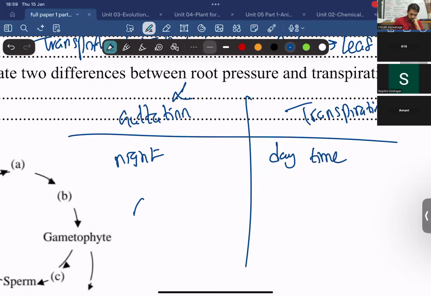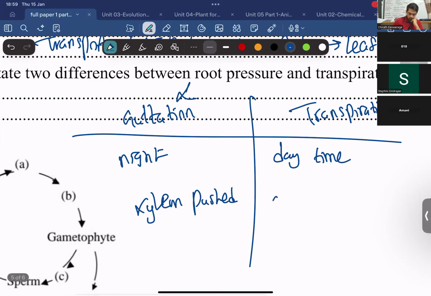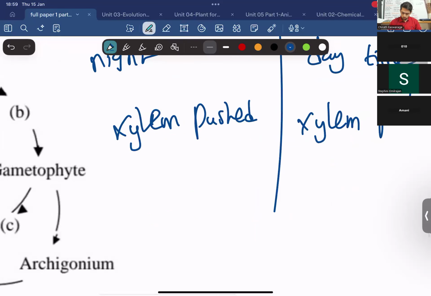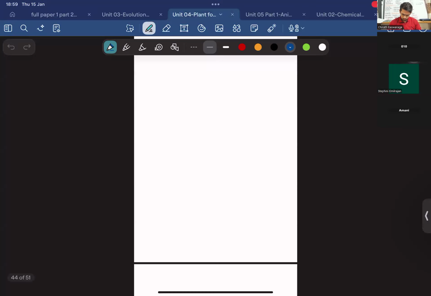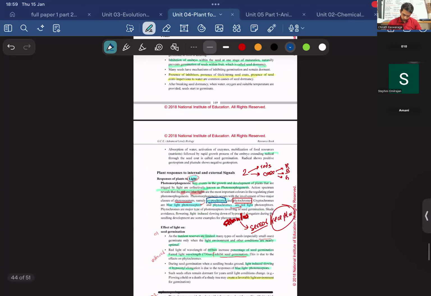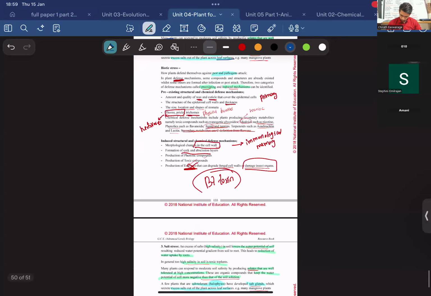As I told you, in guttation the xylem is pushed upwards. Here in transpiration, xylem is pulled. I always ask you to imagine someone drawing water from a well. The xylem is pulled upwards due to transpiration, and in guttation the xylem is pushed. Okay? Yeah, those two are the things. Anything else that is in your resource for guttation? Root pressure and guttation.